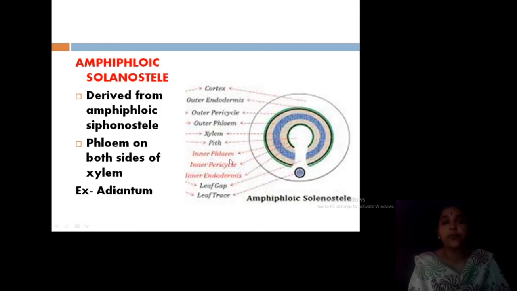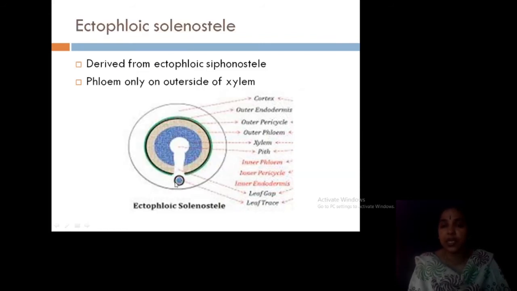Okay. Now, amphiploic solenostele. See, centralmost region pith. This blue color region is the xylem, inner phloem, outer phloem. Okay, outer phloem and inner phloem, both sides. What is the difference from this siphonostele? Having a leaf gap. This is the leaf gap. In the first case also you can see the leaf gap.